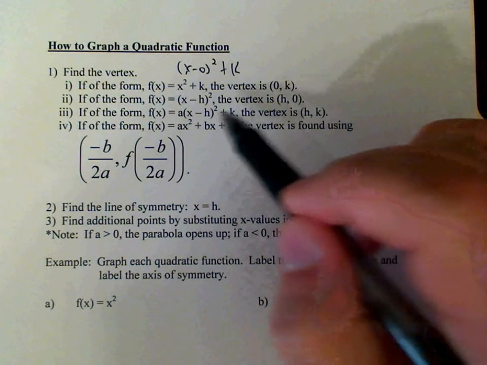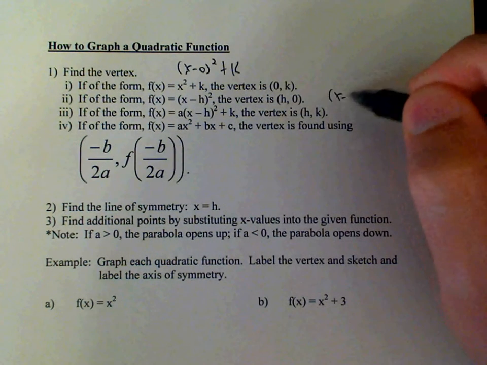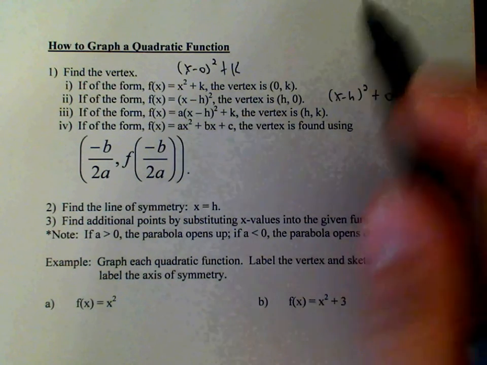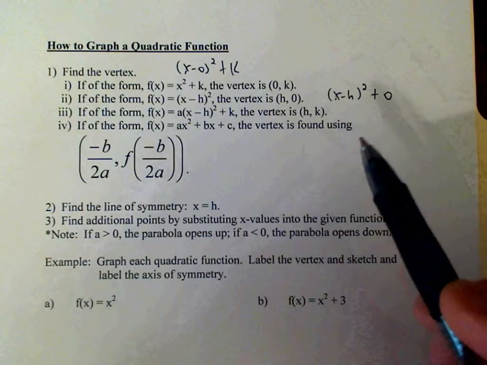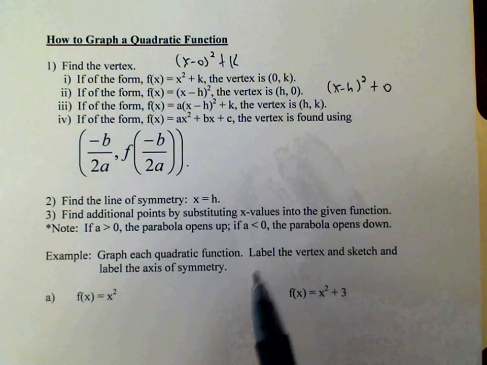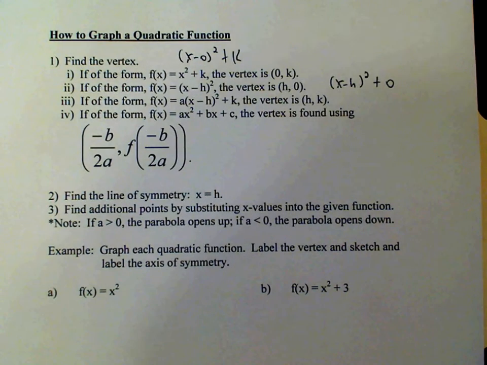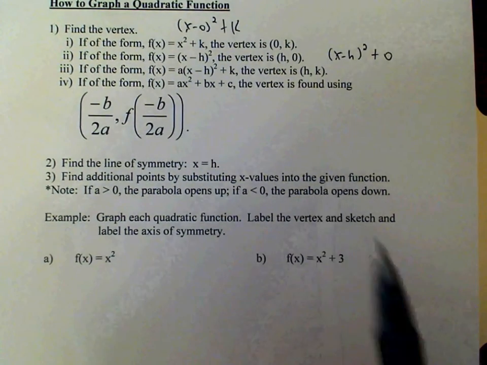For the second part, you'll notice that you have the h value but you don't have the k. If you want to put it in, it would be plus 0, and that's why it's h comma 0. And then h comma k. We've already mentioned this. The next thing we'll do is find the line of symmetry, which will give us a basic idea of how the graph should be shaped. And then we'll find additional points to help us be more accurate with the graph.